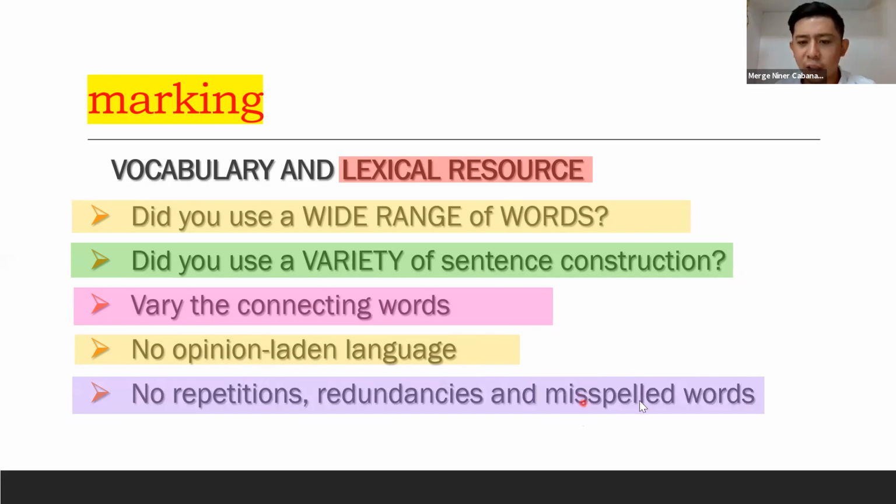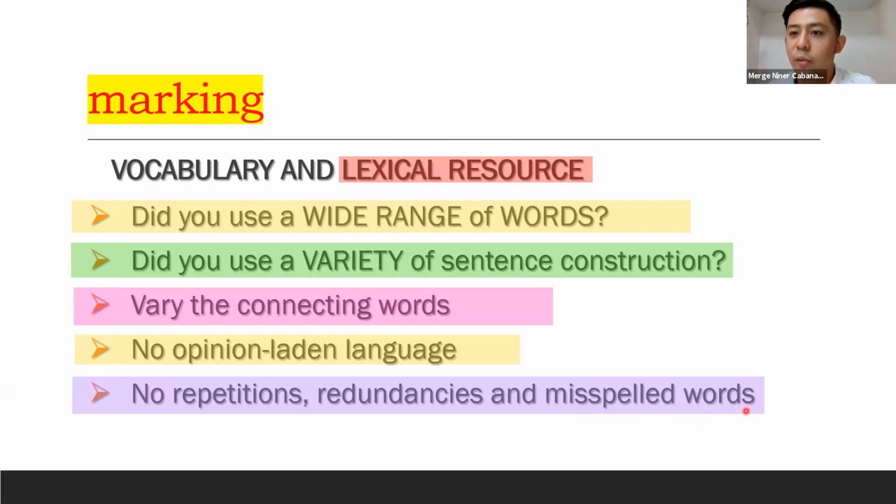Many of the errors committed by my students have got to do with misspelled words. Misspelled words not only take off points from your vocabulary, but they also take off points from your grammar. So we have to be careful. Silly errors are still errors.